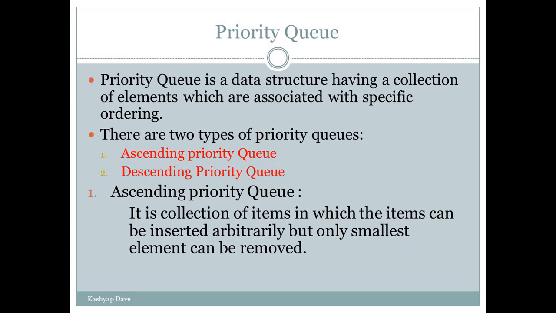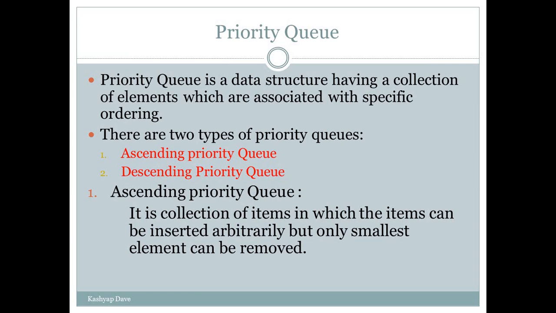Okay. So our next topic is priority queue. A priority queue is a data structure having a collection of elements which are associated with a specific ordering. That means a priority queue is a queue in which we can sort our data in ascending or descending order. So it has two types. The first one is the ascending priority queue and the second one is the descending priority queue.